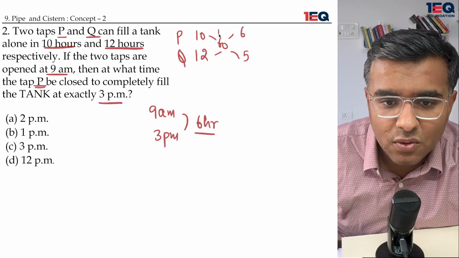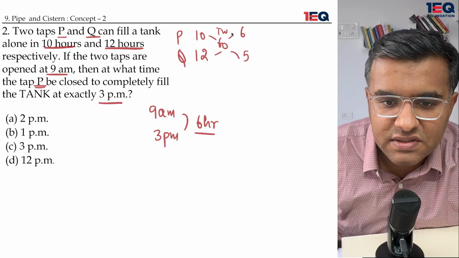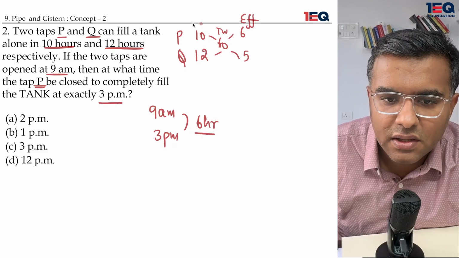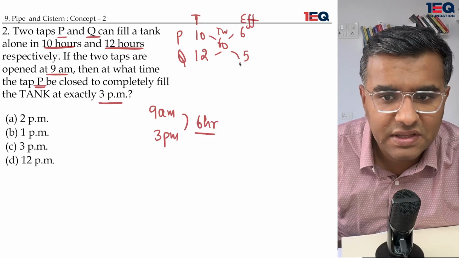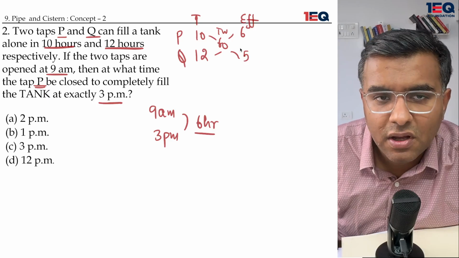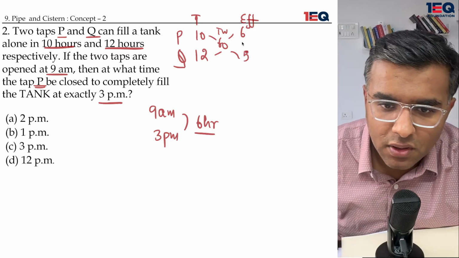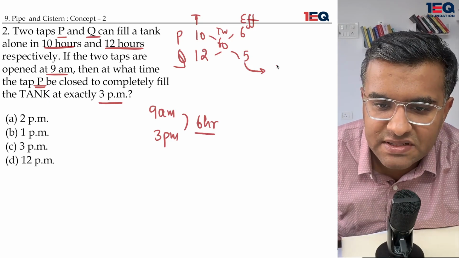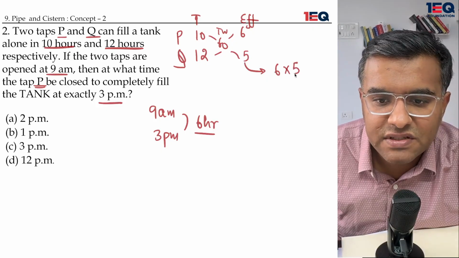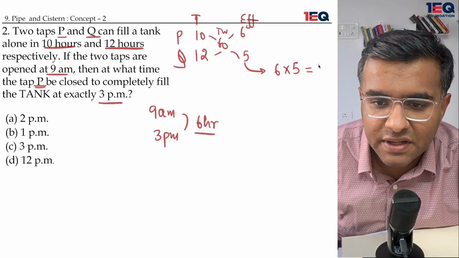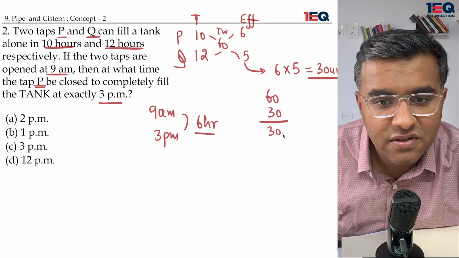This is the total work. These are the efficiencies and these are the times. Now talking about 10, 12 and 60, the total work is 60. Q, which is the second tap, is working throughout. That means the second tap is open for 6 hours. For 6 hours, if 5 units of work would be continuously done, then 30 units of work would be finished off. Out of a total of 60 units of work, if 30 units is already finished off, I am left behind with 30 units of work.